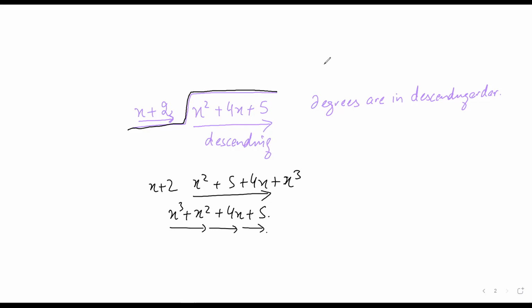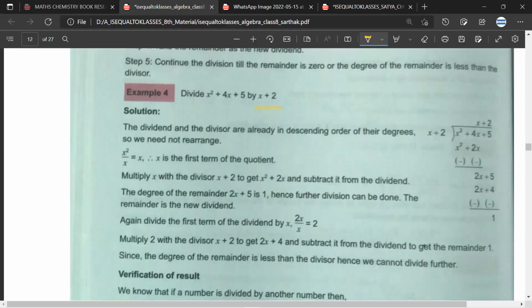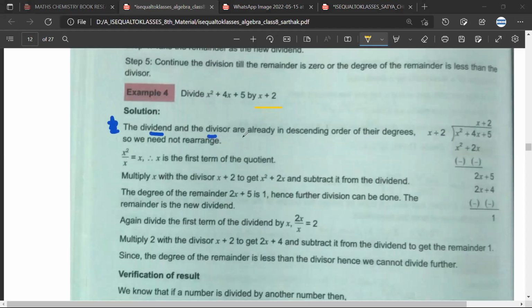That is why, if you refer to your textbook, they tell you that the divisor and the dividend are already in descending order. This is what they mean by this. Any doubt? No, sir. Okay.